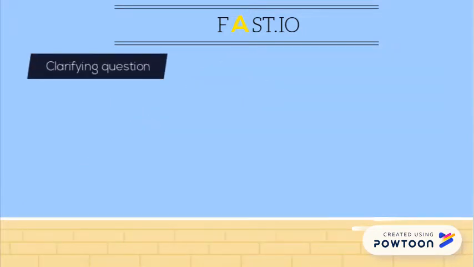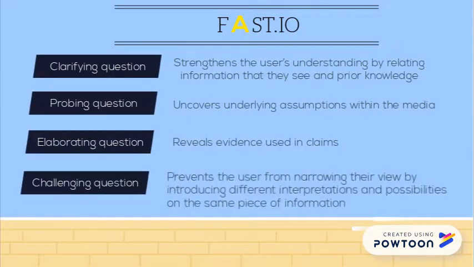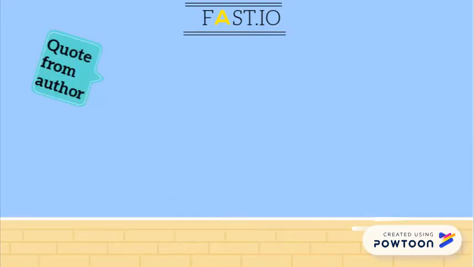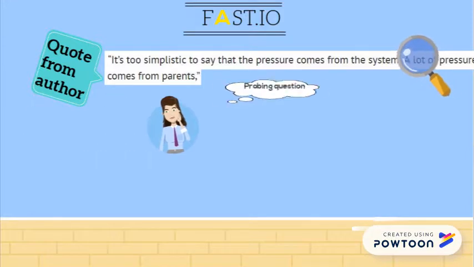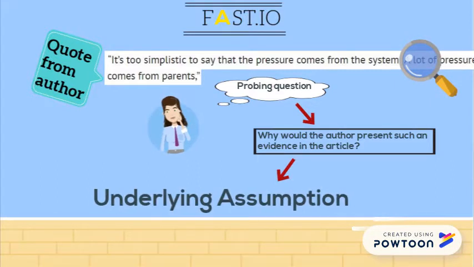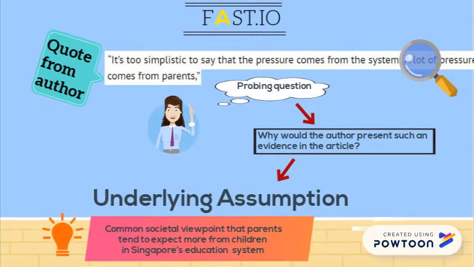Here are 4 kinds of Socratic questions that help to deconstruct an information source. For instance, by the quote from author, we can ask a follow-up probing question. Why would the author present such an evidence in the article? We can infer that the underlying assumption of the author could be that parents tend to expect more from the children in Singapore's education system.